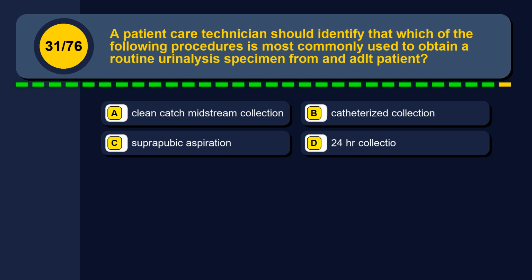Question 31. A patient care technician should identify that which of the following procedures is most commonly used to obtain a routine urinalysis specimen from an adult patient. Option A. Clean catch midstream collection. Option B. Catheterized collection. Option C. Suprapubic aspiration. Option D. 24 hour collection.